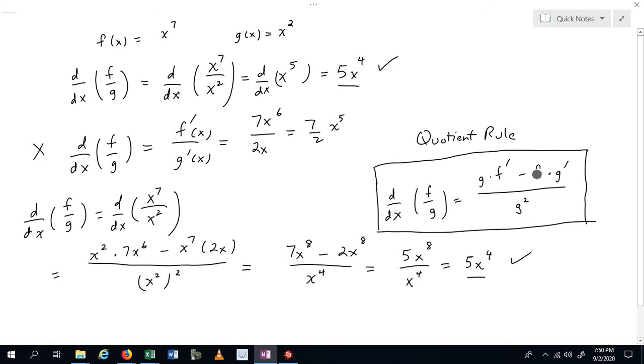So yes, the quotient rule indeed works. Okay, so be careful not to fall into this trap of thinking that it's f prime divided by g prime, because it's not. It's a little more complicated than that. It's actually this, the quotient rule. Okay, so having said that, why don't we just practice a few more of these.